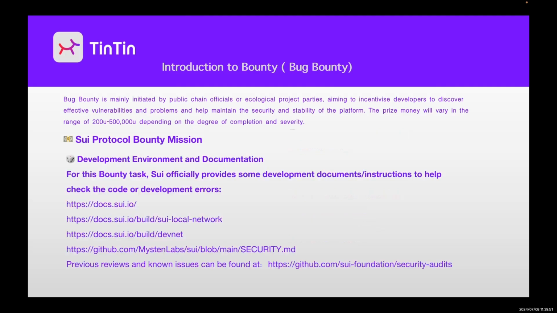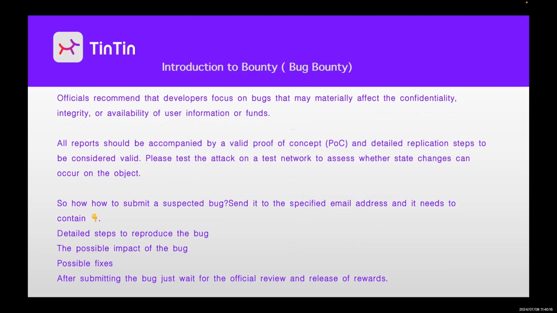The Sui bug bounty challenge is divided into two big sections: the Sui protocol and Sui wallet. Officially, the scope of the vulnerabilities and references, as well as case studies, are given, and developers can look for vulnerabilities within the given scope. Developers are advised to focus on vulnerabilities that may materially affect confidentiality, integrity, and availability of user information.